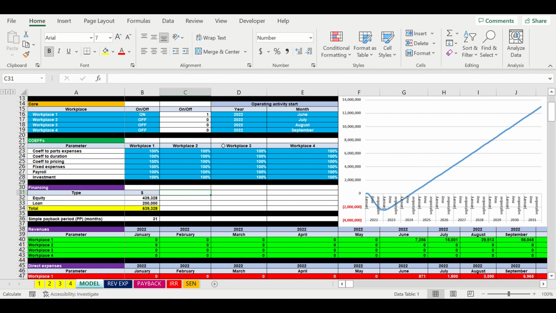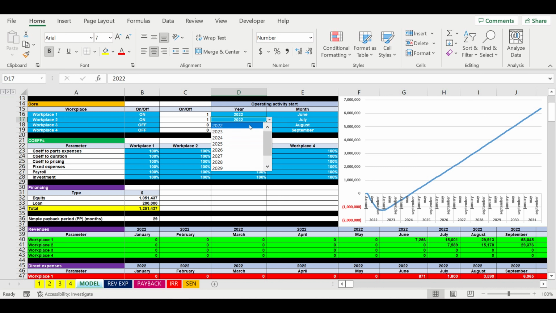Then, for example, we want to open the second one, but we just want to open it using the reinvestment strategy, using the cash from the working of the first spot. So we'll just try to open it a little bit later, so for example in 2023 July.